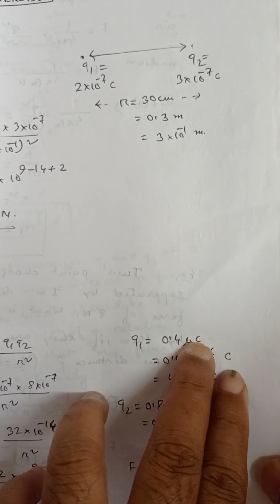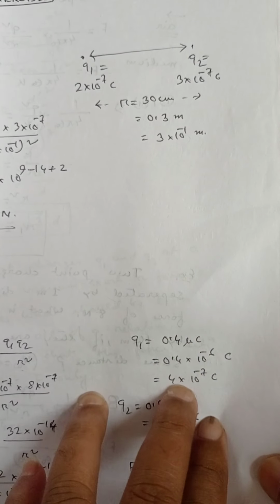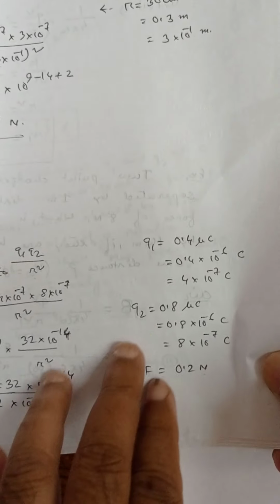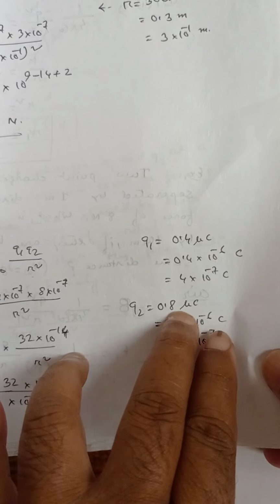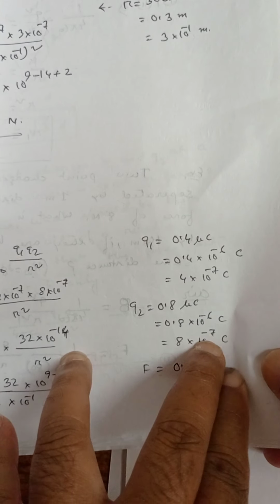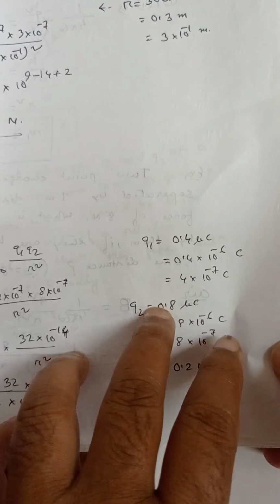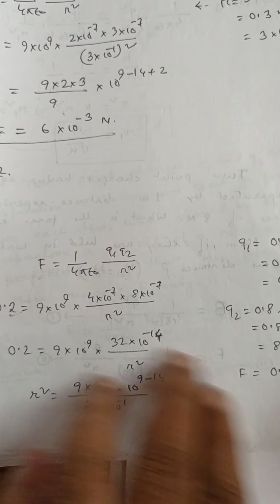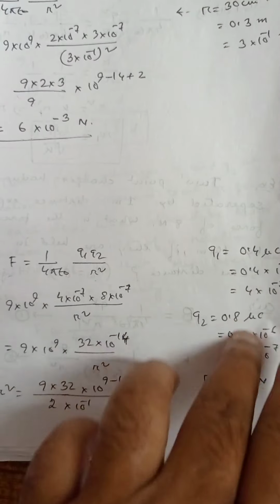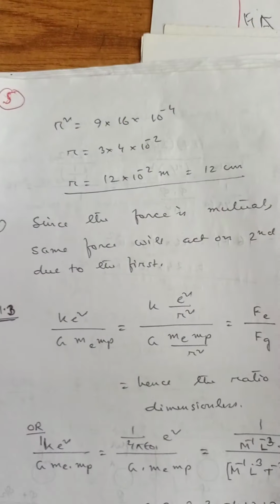Actually, charges are given as q1 is 0.4 microcoulomb, which means 4 into 10 to the minus 7 coulomb. q2 is minus 0.8 microcoulomb, so it is 8 into 10 to the minus 7 coulomb. Here we have taken the magnitude only, and we are saying that the force is attractive in nature, since the charges are opposite in nature.